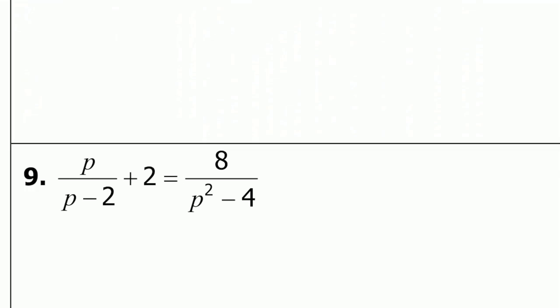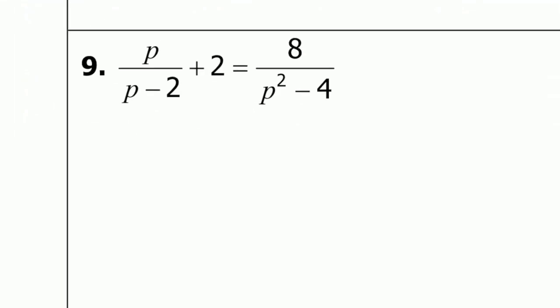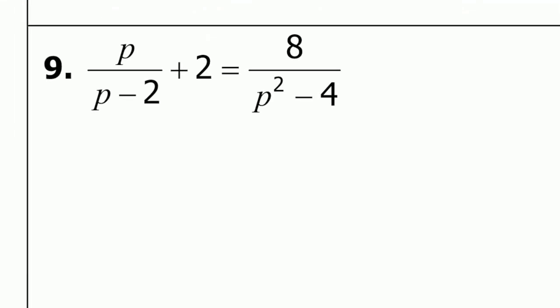And then the last example we're going to do is going to be this one here. Again, whenever we have something that is factorable when given to us as a rational, we want to go ahead and factor it. So I know that p squared minus 4 is going to be equal to p plus 2 times p minus 2.